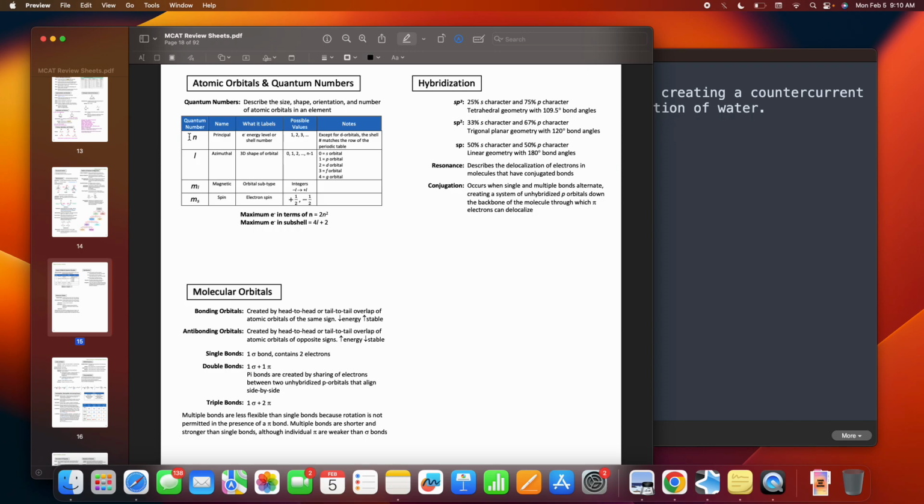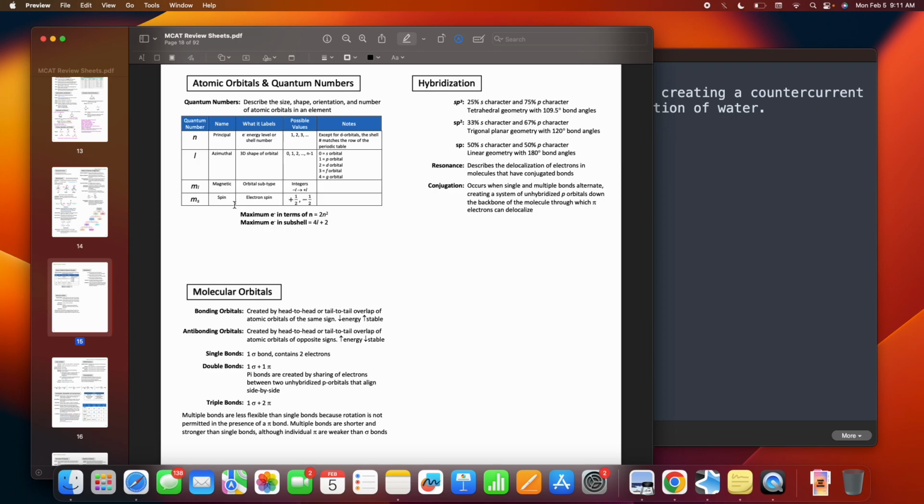So the size would be the n quantum number. It's called the principal number. Then we have L, the azimuthal. Anyway, that's for the shape. ML is the magnetic quantum number, and MS is the spin number. So n labels the electron energy level or shell number.